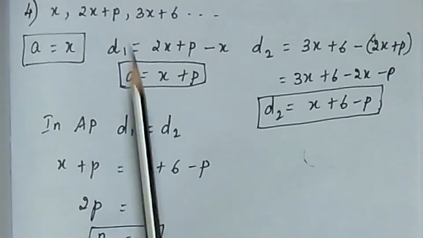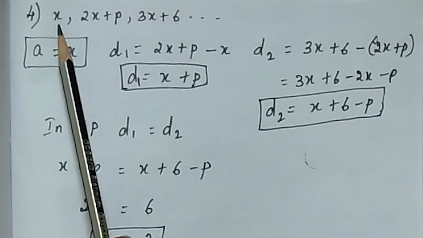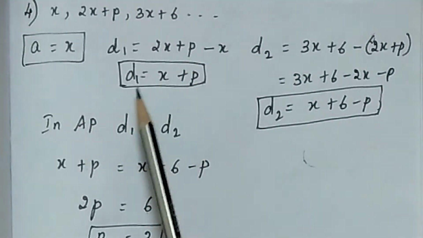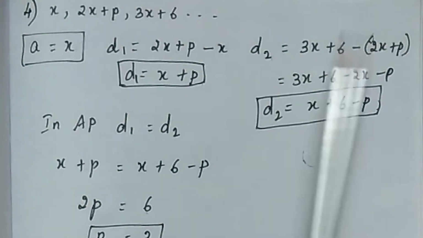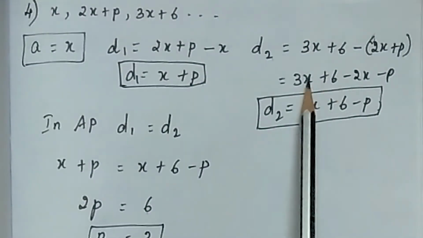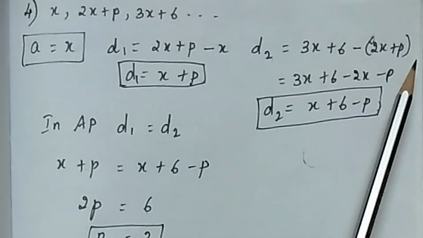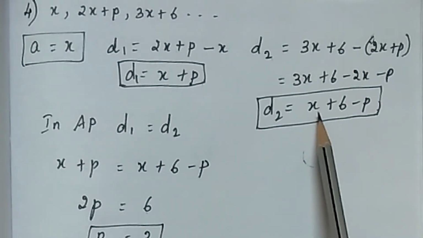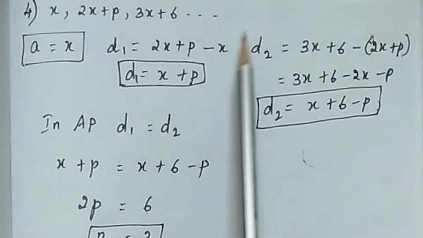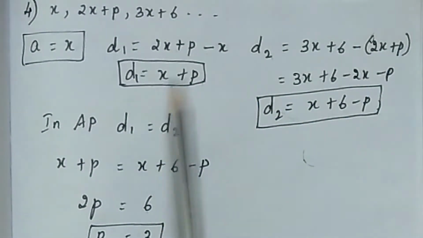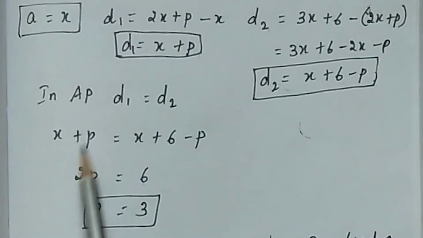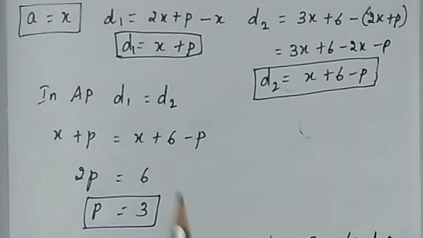Okay. So D1, 2x plus p minus x, T2 minus T1. You got x plus p. And then D2, T3 minus T2. So 3x plus 6 minus 2x plus p. Now the common difference you will get x plus 6 minus p. As they are in AP, these two will be equal to each other. So write x plus p is equal to x plus 6 minus p. Therefore 2p is equal to 6 and p is equal to 3. What you will get? p is equal to 3.